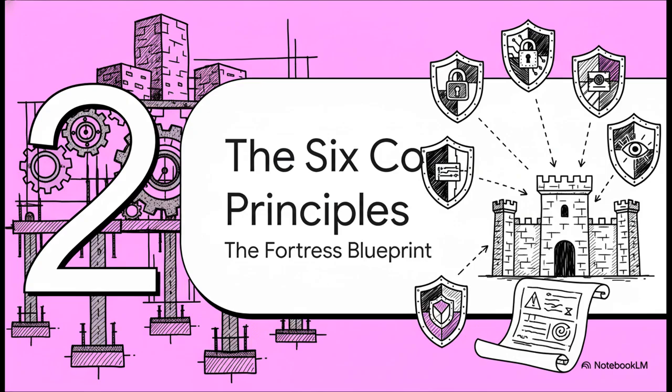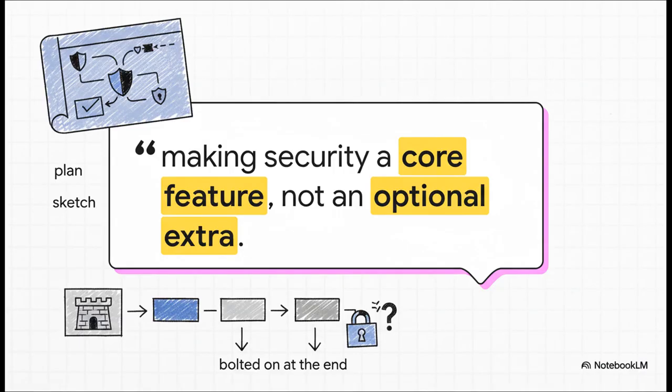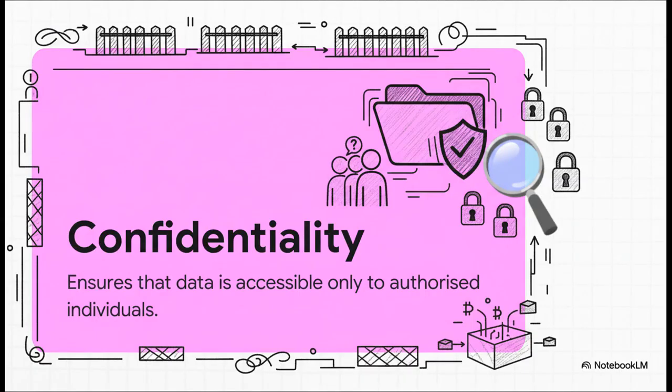So how do we build that strong foundation? Well, it all starts with a solid blueprint. And in the software world, that blueprint is made up of 6 core security principles. These are the very bedrock of our defense. The whole philosophy here is something called secure by design. What that really means is that security isn't just something you bolt on at the end, like an afterthought. It has to be a fundamental part of the plan from the very first sketch, a core feature, just like anything else.